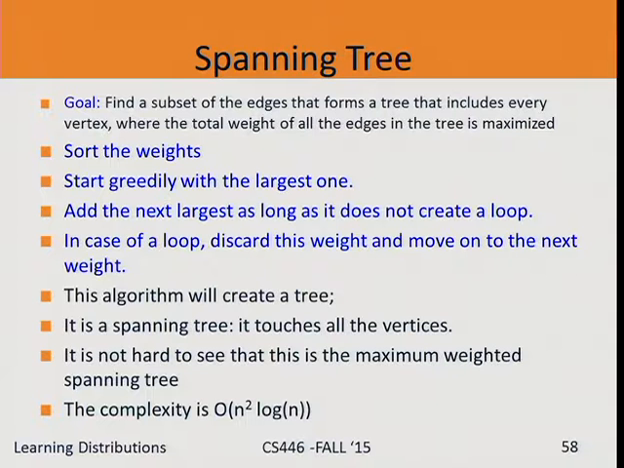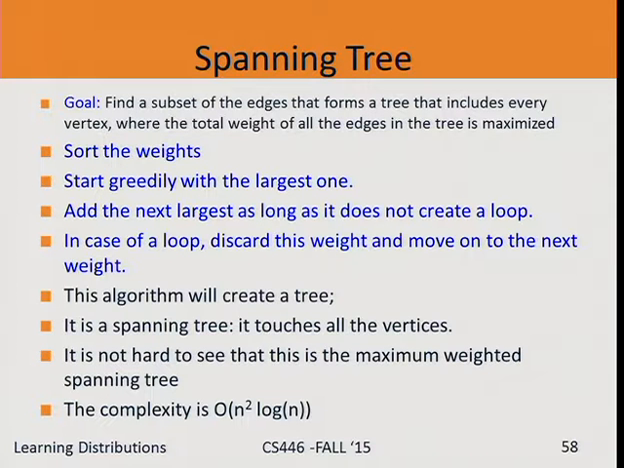The algorithm is very simple. You can find more complex algorithms for this, but this one is efficient enough, just for example. So the way it works is this way. We sort the weights. We start greedily from the heaviest edge, and we keep on connecting to the tree that we've already generated the heaviest edge we can, as long as we don't create a loop. If it creates a loop, we discard this edge, move to the next one.